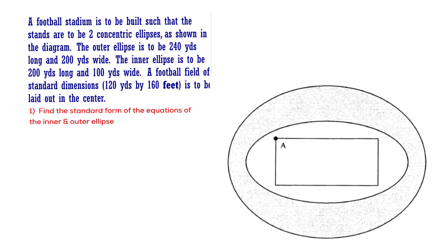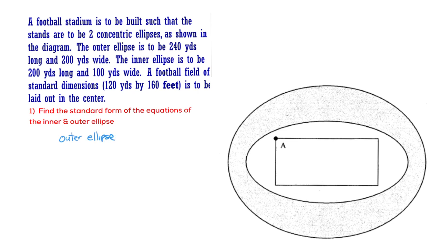All right, so we have several things we're going to have to find here. Find the standard form of the equations of the inner and outer ellipses. All right, this is probably going to be the easiest part. We have to find the equations of the ellipses. But we're going to make our life simple. We're going to let them be centered at the origin. So let's go ahead and start with which one did they talk about first? The outer ellipse. Okay, so let's work on the outer ellipse.